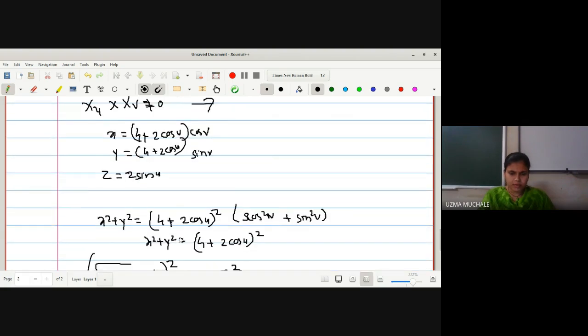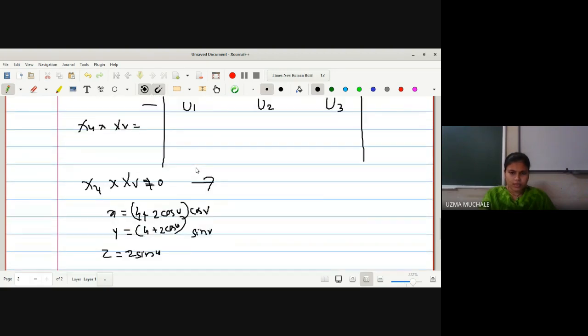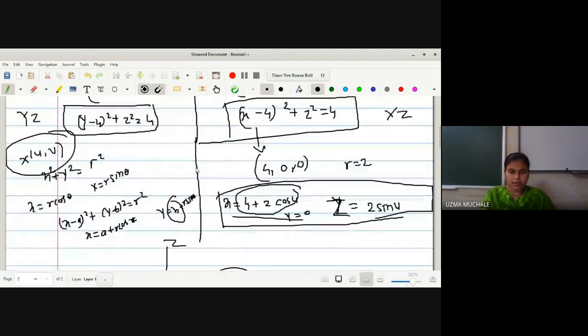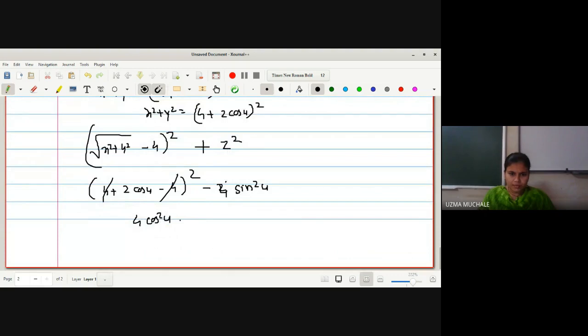What is missing here? What do we actually have to find out? 4 plus... Okay, plus is there, no? Plus z square. That's right. Plus 4 sin square u, which will be equal to 4, and in bracket cos square u plus sin square u, which is equal to 1. So we get LHS equal to RHS.